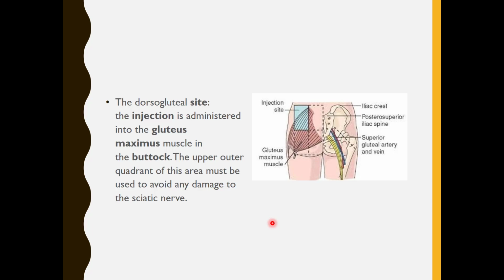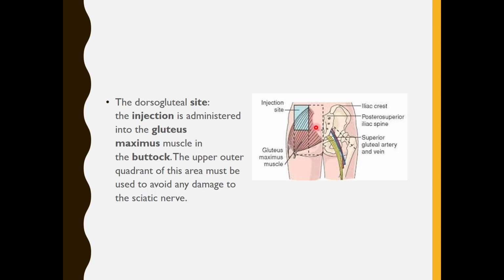Now, this is the most important point which we have to discuss: the safe area of the injection site in the gluteal region. There is the dorsogluteal site, where the injection is administered into the gluteus maximus muscle in the buttock. If we divide the whole gluteal region into four quadrants, which are upper lateral, upper medial, lower medial and lower lateral, then only the superior lateral quadrant, or the upper outer quadrant, of the gluteal region is used to administer the injection. This area is used to avoid any damage to the sciatic nerve. So this is the most important point.